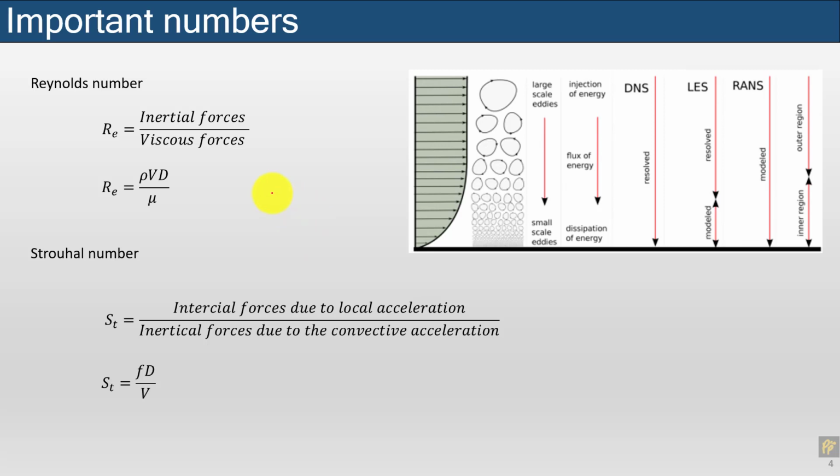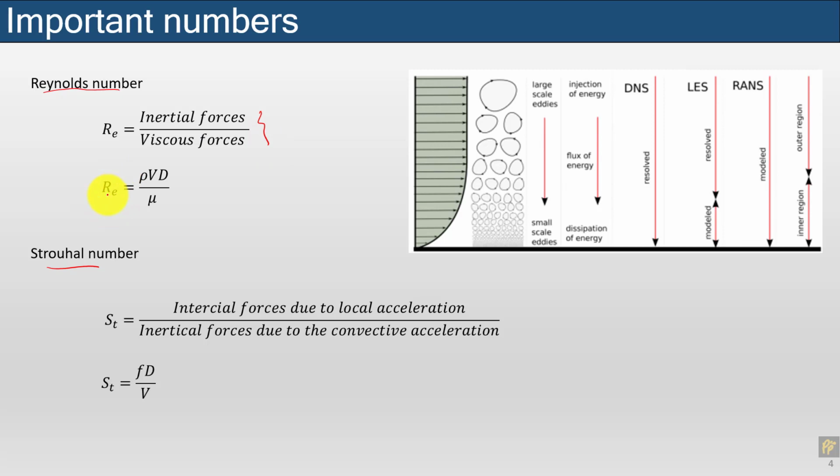Okay, let me give you the definition for Reynolds number and then Strouhal number. The Reynolds number is the ratio of inertial forces to viscous forces. It means that if the inertial forces, the velocity, are dominating, we will see that the Reynolds number is high. And when the viscous forces, the viscosity, are dominating, we will see the Reynolds number is low. So this is a ratio of these two forces.